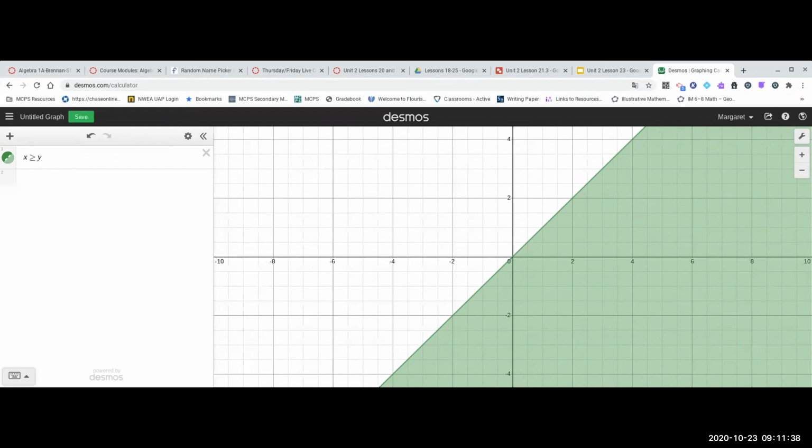What I would like for you now to do is try this on your own in your Desmos tab, and please give me a thumbs up or a yes or some indication over on the right-hand side there when you've successfully graphed this inequality.